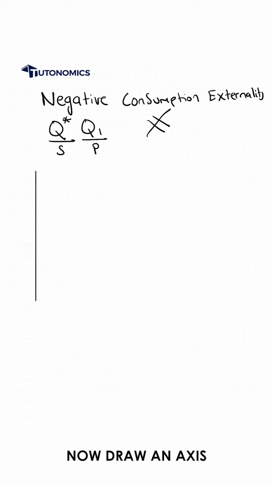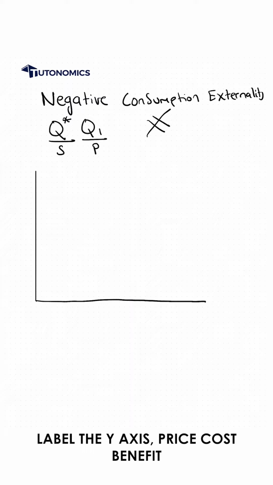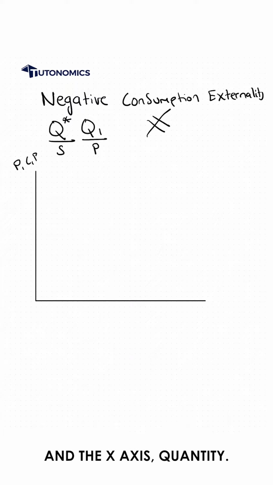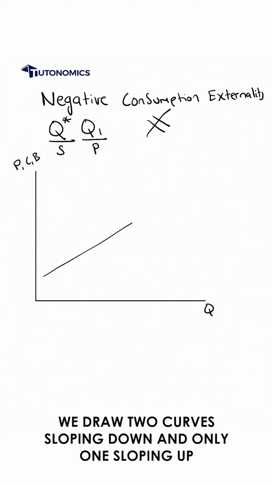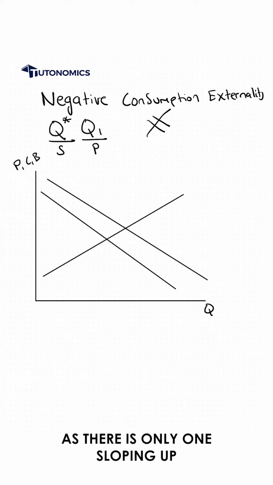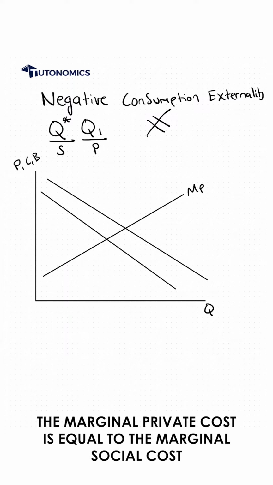Now draw an axis. Label the y-axis price, cost, benefit, and the x-axis quantity. We draw two curves sloping down and only one sloping up. As there is only one sloping up, the marginal private cost is equal to the marginal social cost.